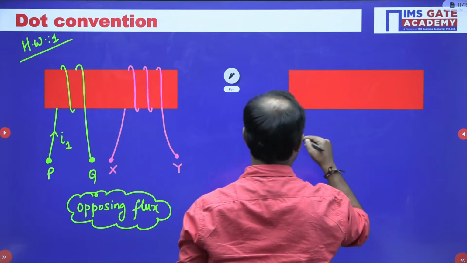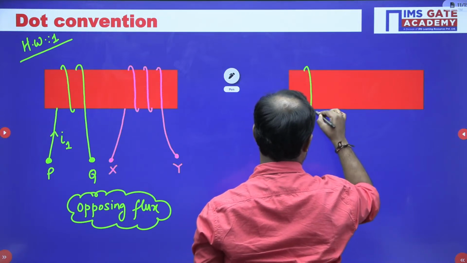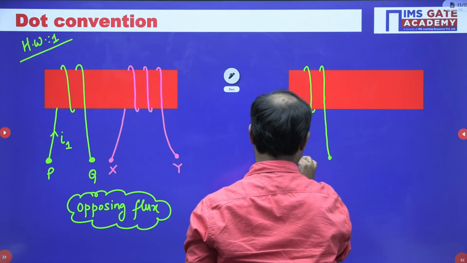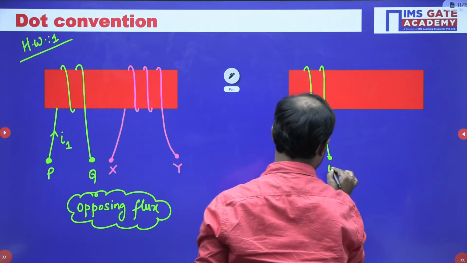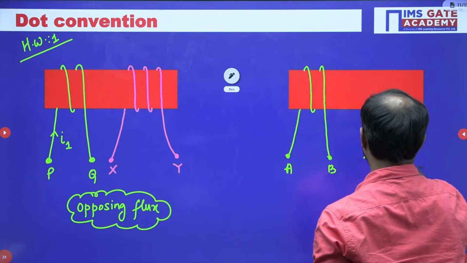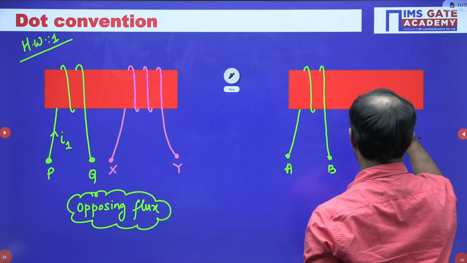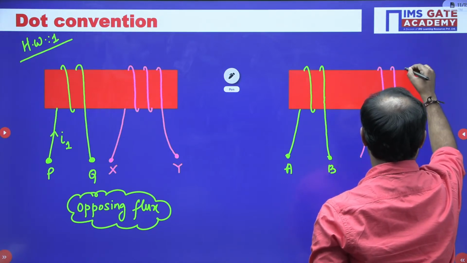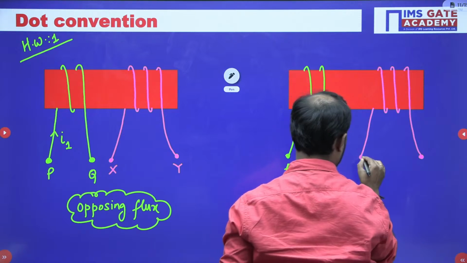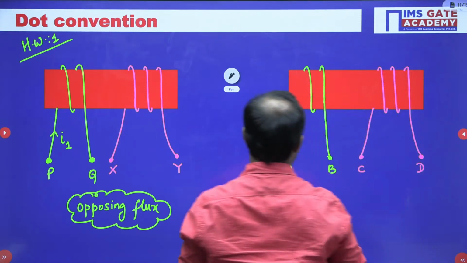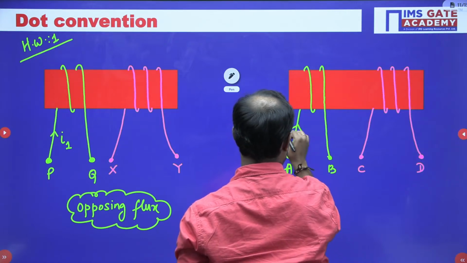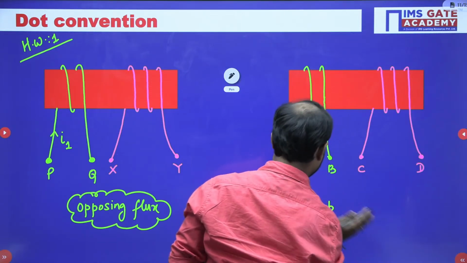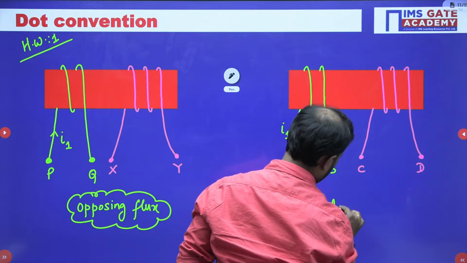Let me take the second case. A, B, and here C and D. This is your current direction I1, and take the case of, again let us check whether we are getting same or different. Adding flux.